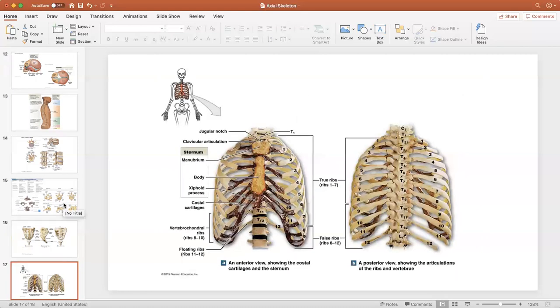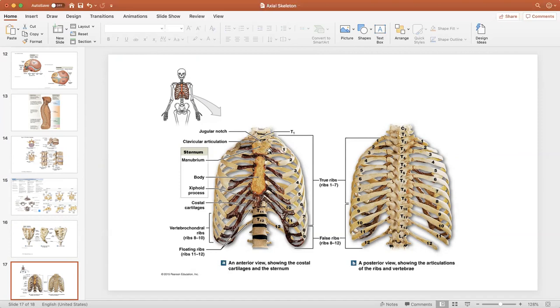Okay, then we'll talk about the ribs. Let's start with the sternum. The sternum has three different parts. The manubrium up here, then the body, which is the long portion, and then at the end we have the xiphoid process. You can see that the manubrium attaches to the clavicle as well as ribs 1 and 2, and the rest of the ribs attach to the body here.